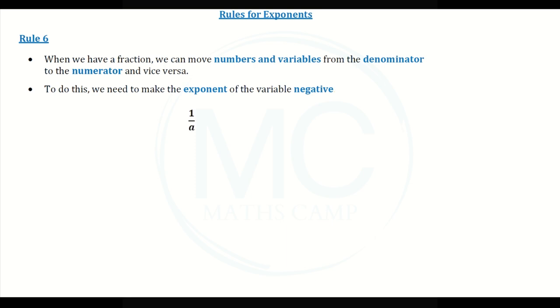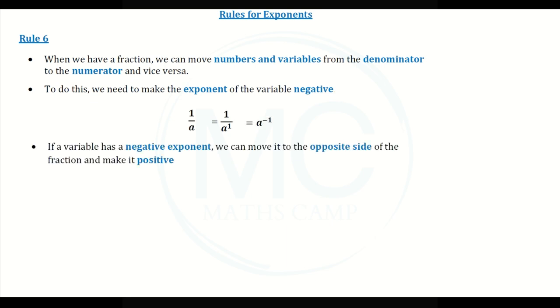If we have 1 over a, we know from rule 1 that a is actually a with an exponent of 1. So we can move a to the numerator of the fraction, and we get a to the power of negative 1. If a variable has a negative exponent, we can move it to the opposite side of the fraction and make the exponent positive.